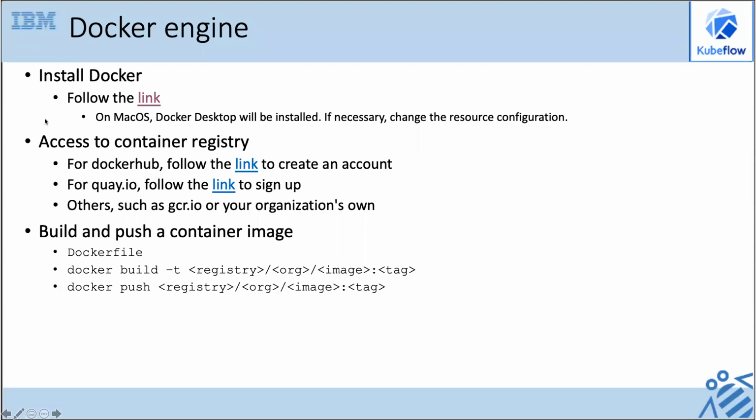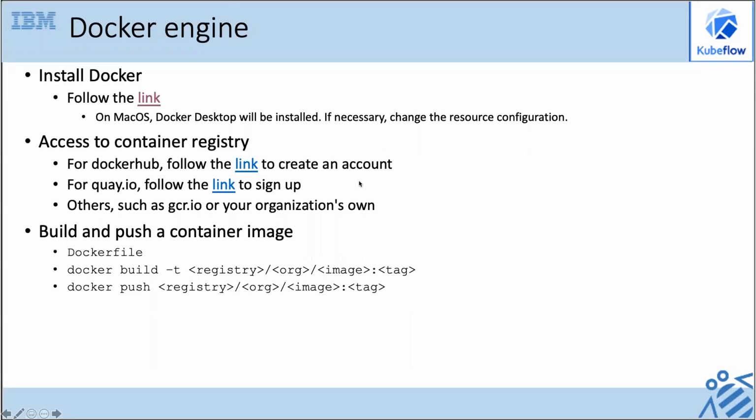So once you install Docker Desktop, you have to have access to some container registry. The most popular, of course, is Docker Hub, right? You can follow this link to create an account, and there's also quay.io. You can also follow the link to sign up for a free account. These two are both free, and there's also gcr.io, and you can also have your organization's own Docker Hub registry for you to use for hosting all the images.